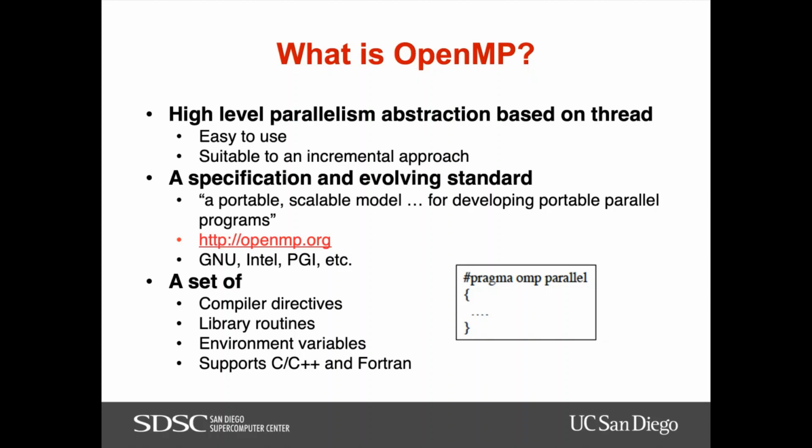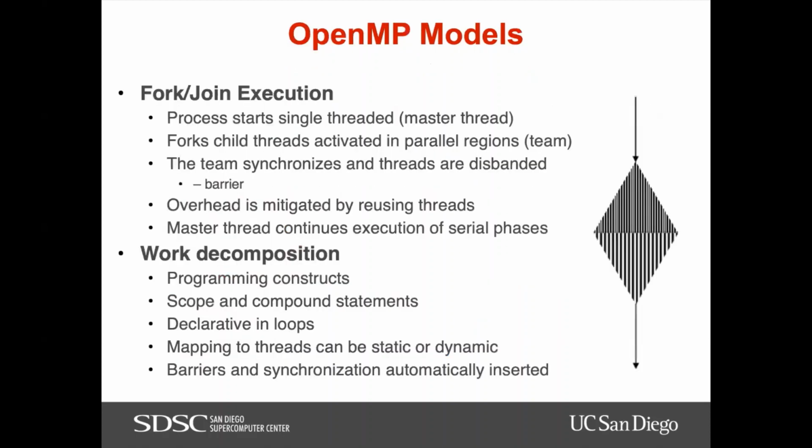It's an evolving standard, and it's extended out to GPUs now and other accelerators. So you can look at openmp.org for details. What it is is a set of compiler directives and some library routines and some environment variables which inform how the directives get used. And it's supported in C, C++, and Fortran. So you can pretty much use it in most codes.